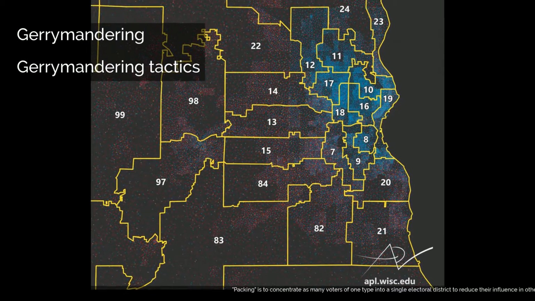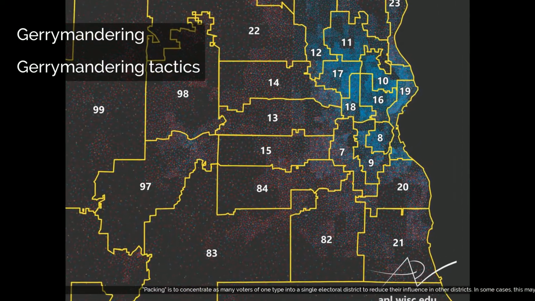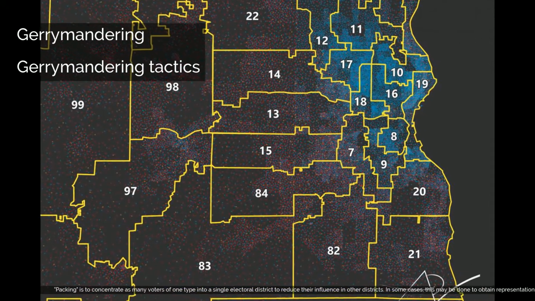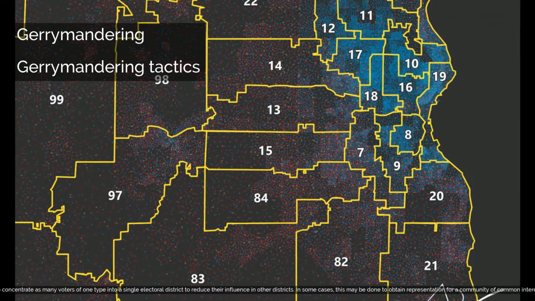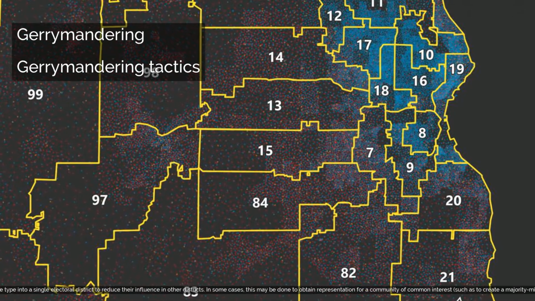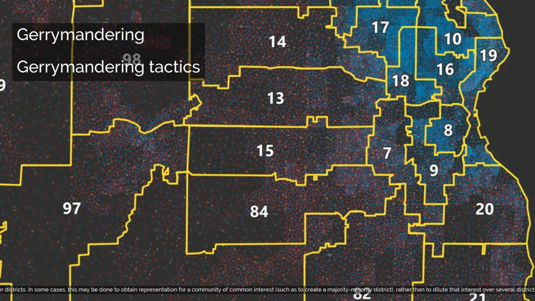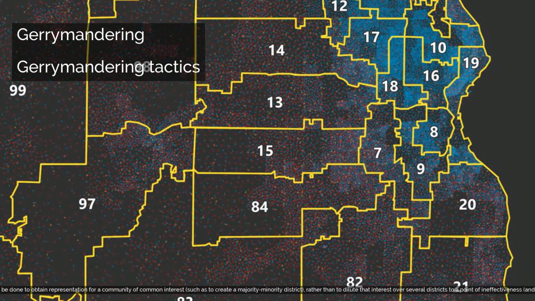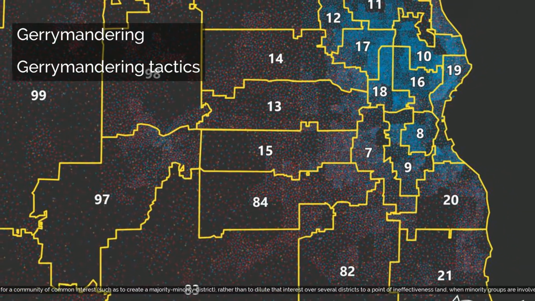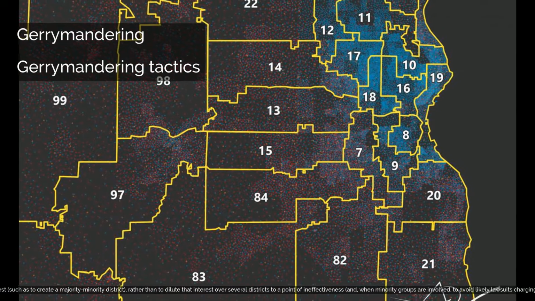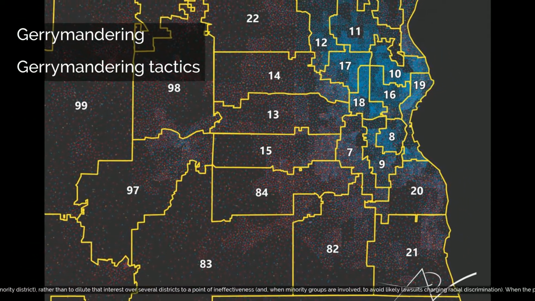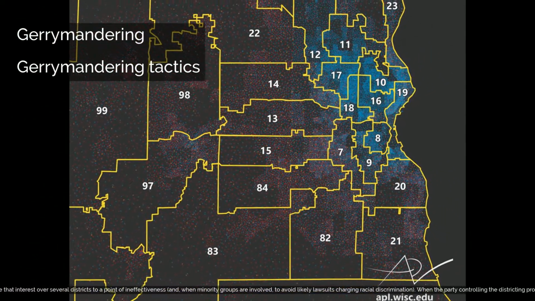Packing is to concentrate as many voters of one type into a single electoral district to reduce their influence in other districts. In some cases, this may be done to obtain representation for a community of common interest, such as to create a majority-minority district, rather than to dilute that interest over several districts to a point of ineffectiveness, and, when minority groups are involved, to avoid likely lawsuits charging racial discrimination.